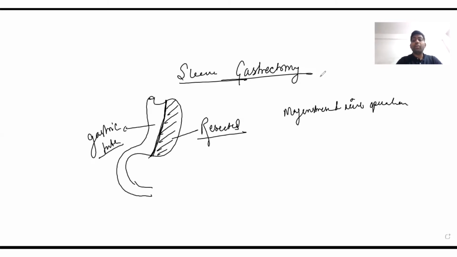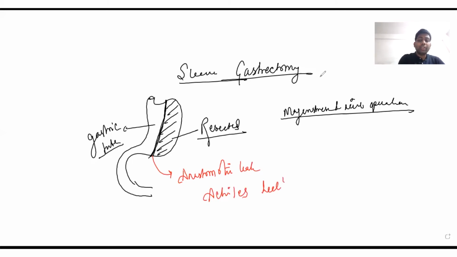In the Magenstrasse and Mill operation, the greater curvature based tube was left in continuity. It was not resected away from the stomach. The problem with the sleeve gastrectomy is, this is the angle of His. At the level of the angle of His, since this is a high pressure system, there is a chance of leak, and this is known as the Achilles heel of this procedure. So that's about the sleeve gastrectomy.